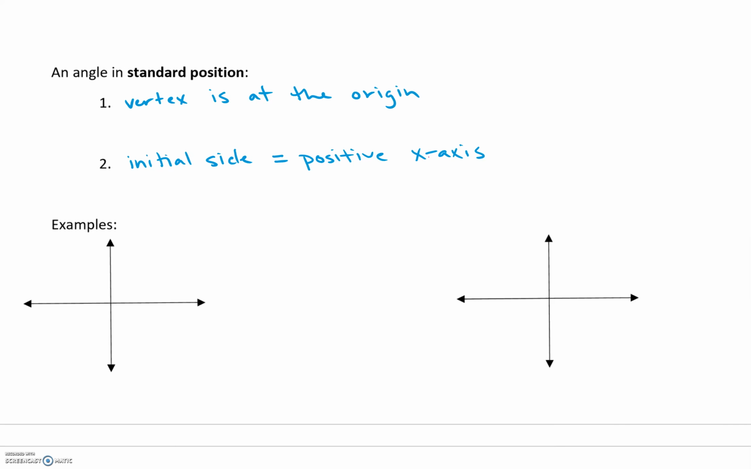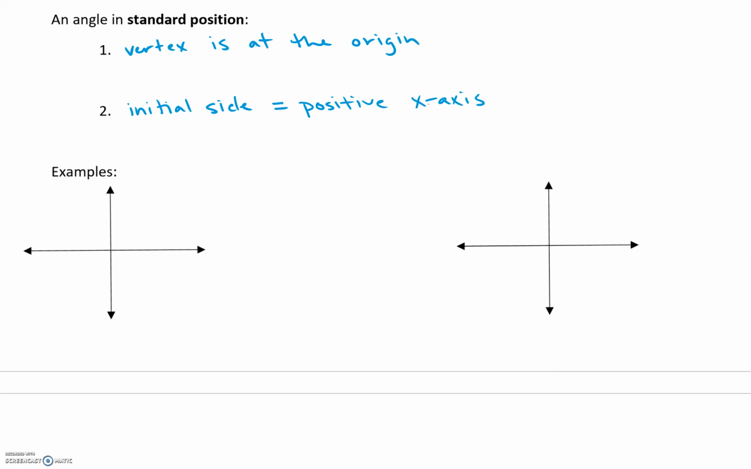All right, so I'll give you an example right below. Let's say I'm going to have my vertex at the origin. The initial side is the positive side, so it's the right side of your x-axis. Now, let's give an example of an angle that is a positive 120 degrees. If it's 120 degrees, it's past 90, so it's going to be here in the second quadrant. I'm going to work counterclockwise. So this angle right here would be 120 degrees.